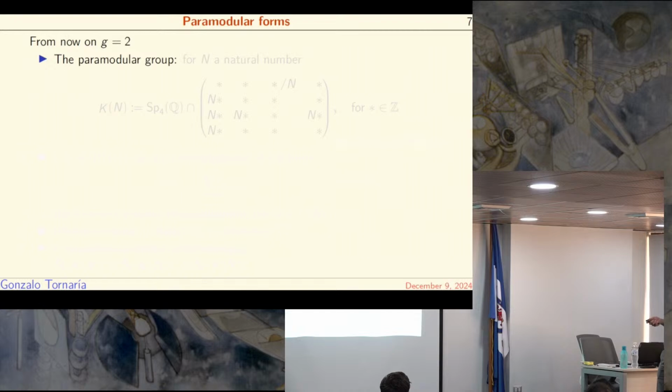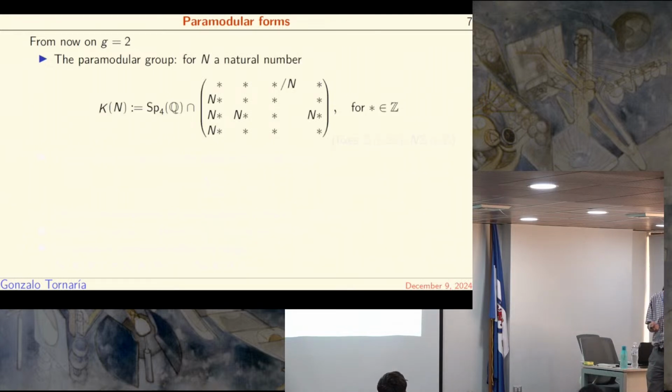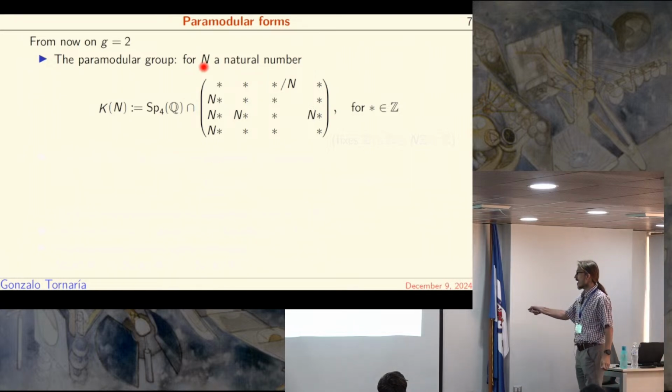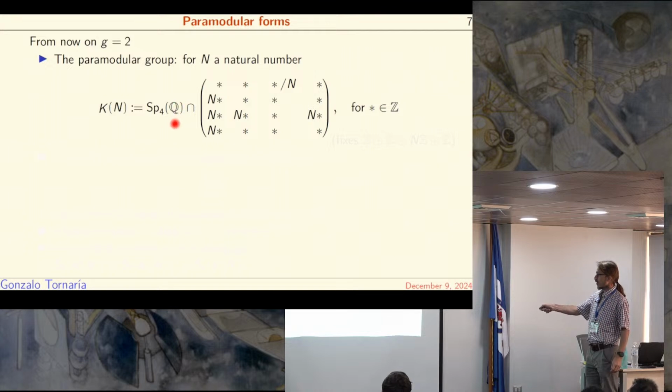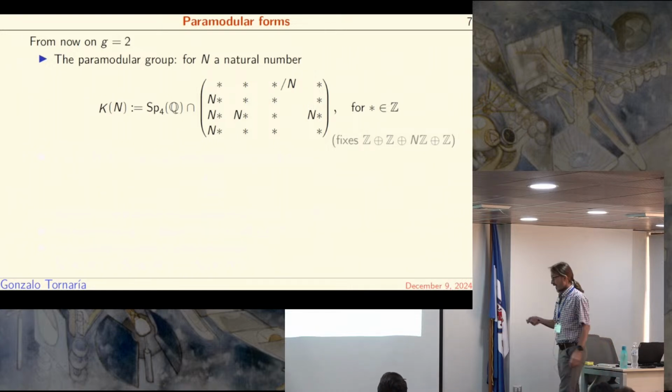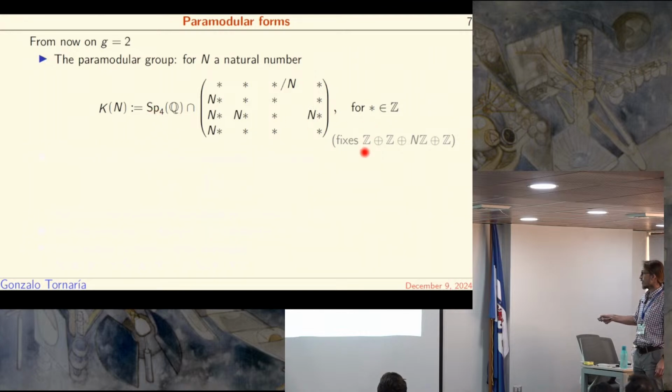This works for every g, but the larger g is, the more paramodular groups you have, because they are parameterized by a matrix up to elementary divisors or something like that. For g equals 2, we just have one parameter for the paramodular group, which we call the level n. The paramodular group is the matrices, and we need some denominators, so let's start with the symplectic group over the rationals and then intersect with matrices that look like that. The stars mean integers, and then you need some multiples of n here, and here you have a denominator n. You can think of this as the symplectic matrices that fix this lattice.